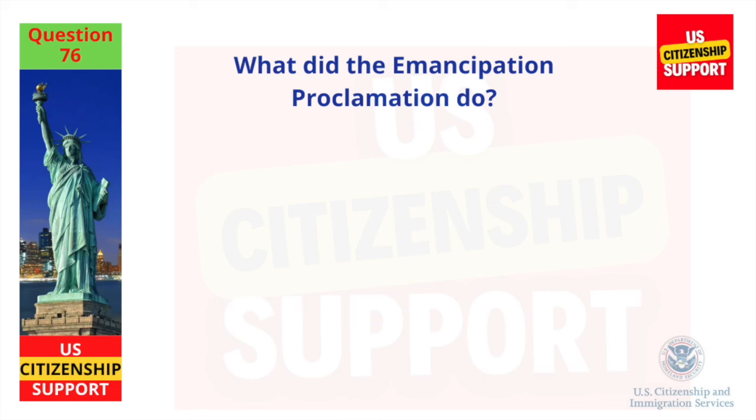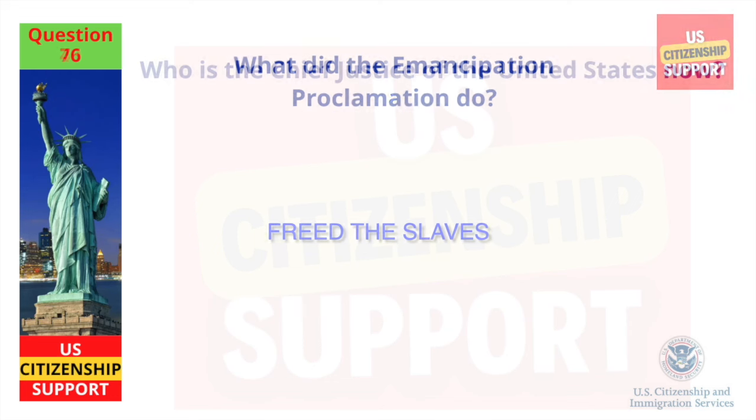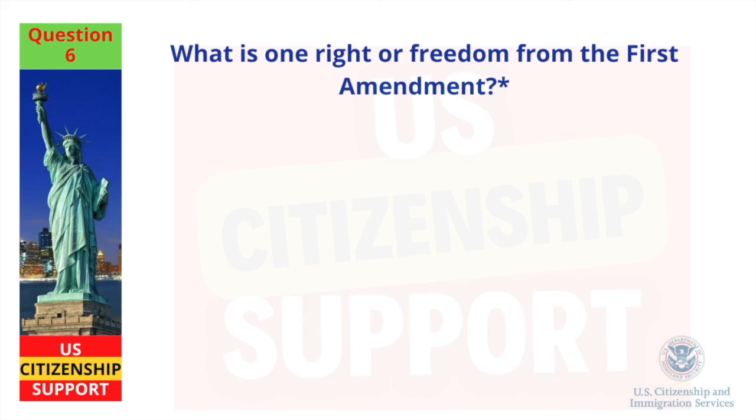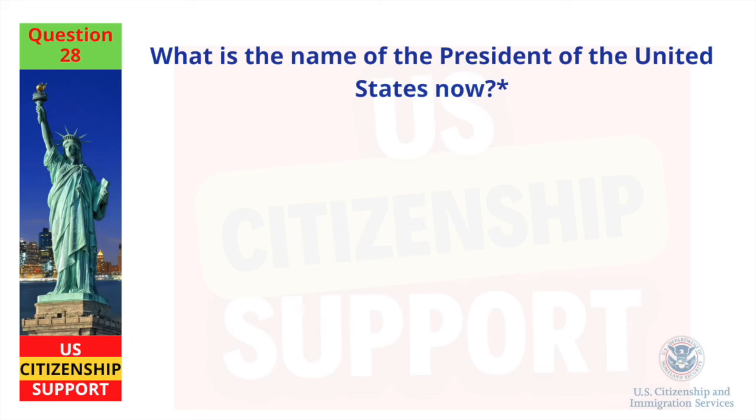What did the Emancipation Proclamation do? Freed the slaves. Who is the Chief Justice of the United States now? John Roberts. What is one right or freedom from the First Amendment? Speech. What is the name of the President of the United States now? Joe Biden.